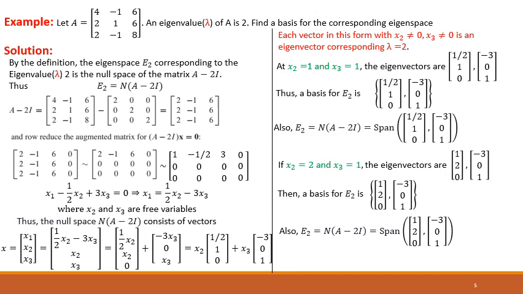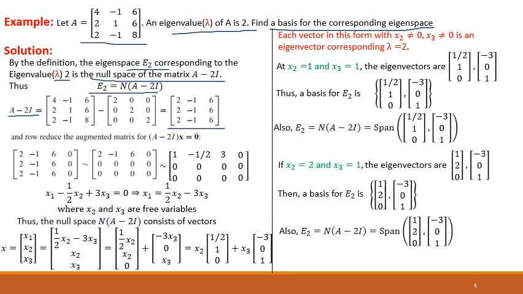Let's try to understand the concept of eigenspace with the help of an example. In this example, we have matrix A, which is a 3 by 3 matrix, and eigenvalue lambda of A is 2, which is given, and we are going to find a basis for the corresponding eigenspace. Solution. By definition, the eigenspace E2 corresponding to the eigenvalue lambda 2 is the null space of the matrix A minus 2I. So first we will calculate A minus 2I, and the new matrix would be this.